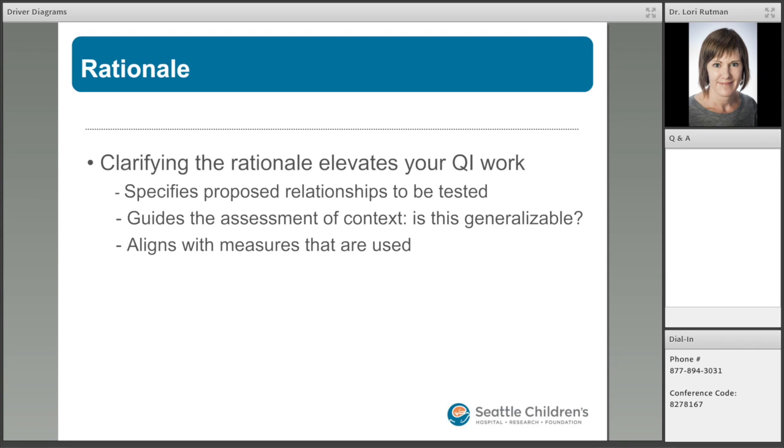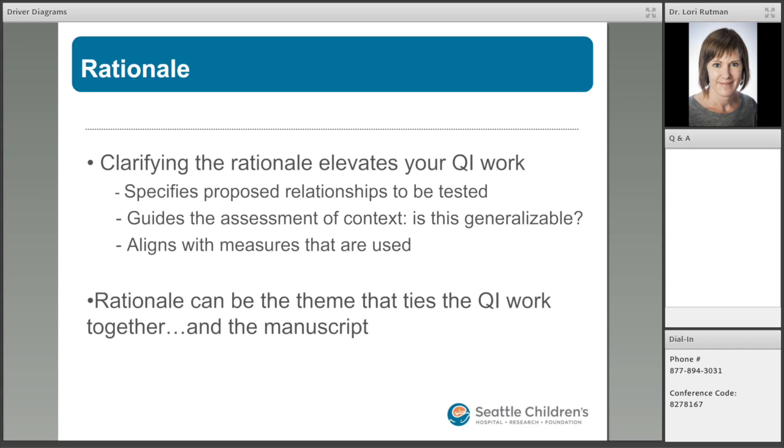The rationale also aligns with the measures that are used, and as we discussed with putting the measures or metrics directly on a key driver diagram, you know what you need to measure when you've clearly thought out what you're doing and why. And so if you have a good rationale for your work, what you should measure to understand if your work is successful will become more clear. And rationale really can be the theme that ties QI work together and also that ties the manuscript together.